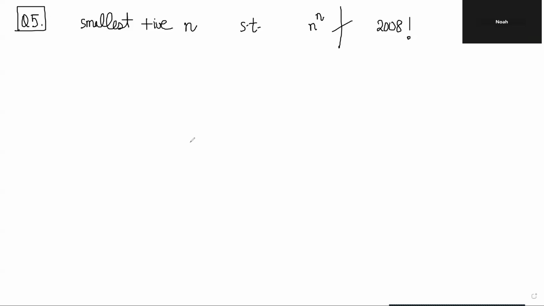Question 5 was: smallest positive integer n such that n power n does not divide 2008 factorial. If you haven't spent much time on it, then try it now. Otherwise, tell me if you have gotten something. Okay.